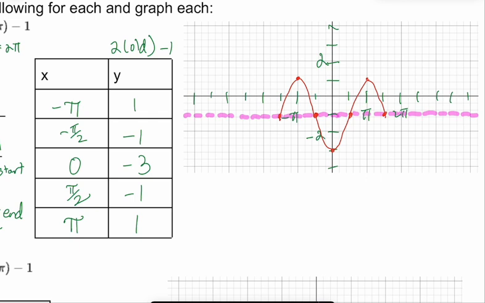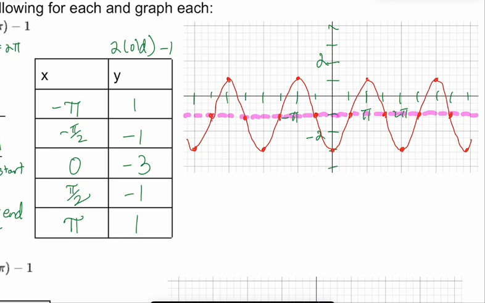So this would be down here, back to the middle. It should be equally spaced. Down here, back to the middle, equally spaced. Now we're going to come up to the top, back to the middle, equally spaced. Up, back to the middle, equally spaced. Down, and down. So that's your cosine graph.